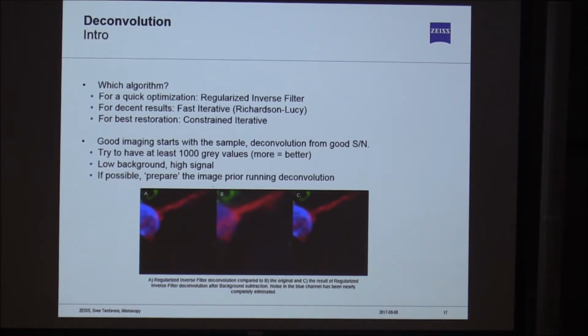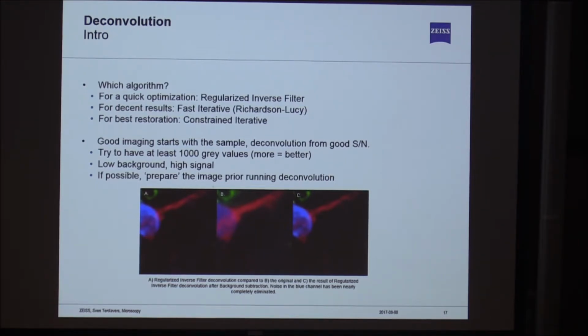Now with Zen Blue, and Zen Blue is also installed on all of the confocal microscopes, don't forget about that. We always use Zen Black for confocal microscope acquisition, but you can run Zen Blue simultaneously, and you can drag one image from Zen Black into Zen Blue for processing. So on all of these systems, you also have access to free deconvolution, which means the regularized inverse filter, fast iterative, but not the constraint iterative. Constraint iterative is the module which is only available on the systems in the corridors.